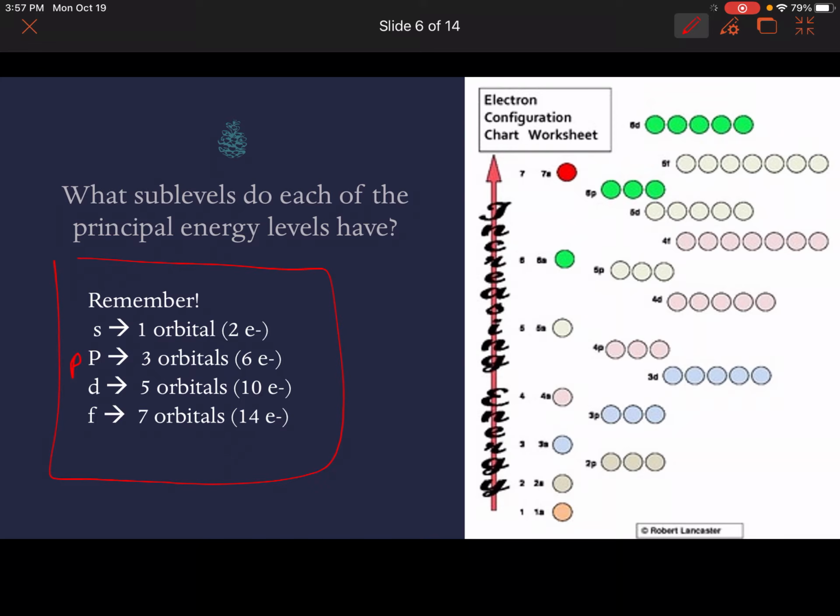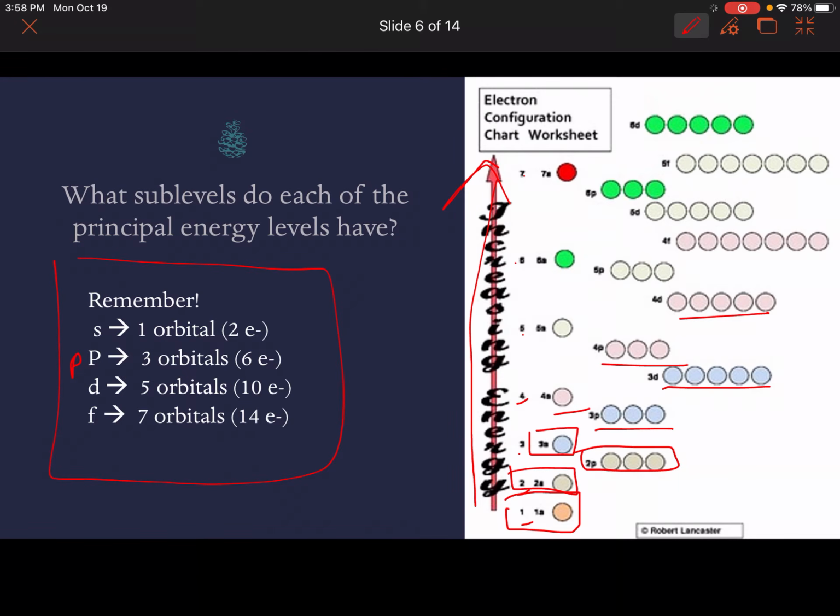Now, this is a diagram showing that as we increase energy, energy is moving up in the chart here. These numbers, 1, 2, 3, correspond to the principal energy levels. As you can see, principal energy level 1 only has an s. Principal energy level 2 has 2s, but then we also have a 2p. For 3, now we've got s, p, and d, and so on. Again, I'm giving you a copy of these diagrams so you can see how that works.